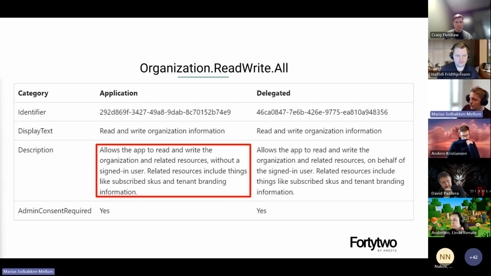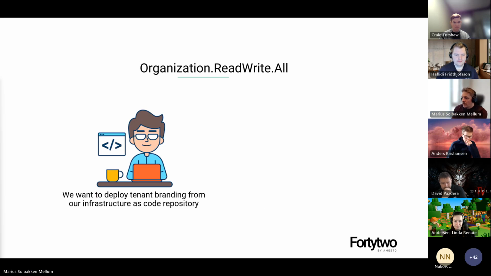So we have a few interesting ones where we look at the documentation. This one is one example that I showed in an attack path earlier. Organization.ReadWrite.All allows the app to read and write organization and related resources without a signed-in user. Related resources include things like subscribed SKUs and tenant branding information. Sounds fairly straightforward. So we want to deploy tenant branding from our infrastructure as code repository. So let's use that one.